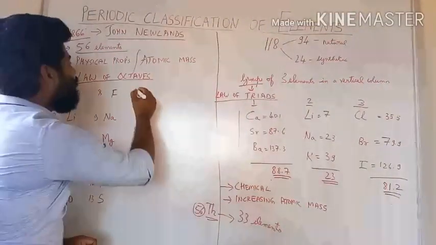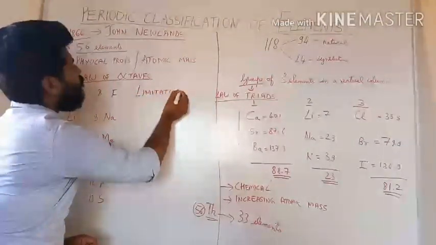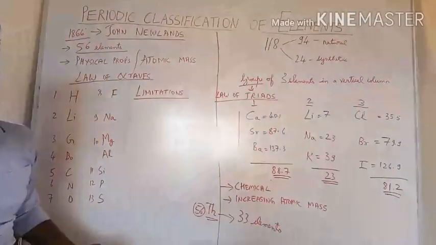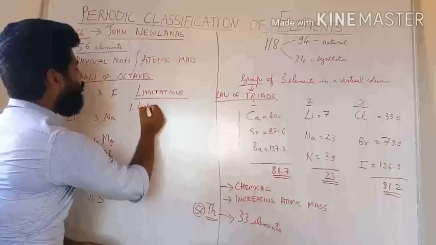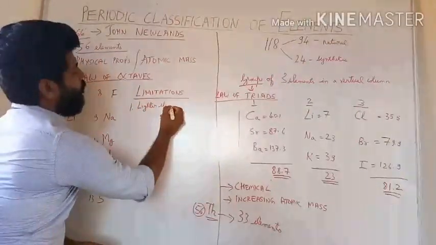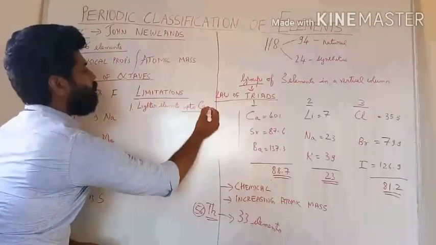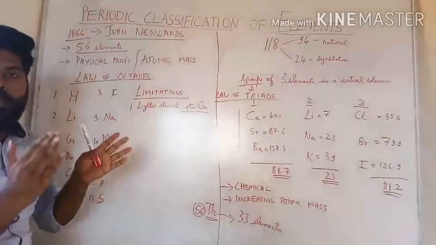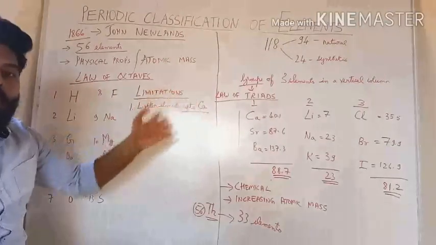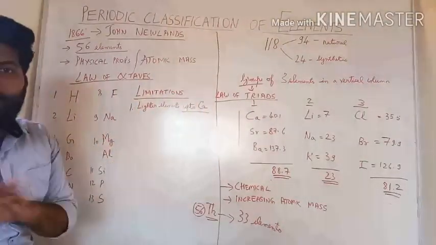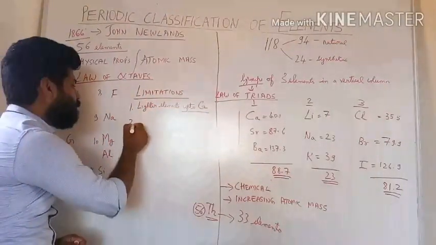Now, there are certain limitations, drawbacks with this particular law of octaves. Drawback number 1. This law was applicable only to the lighter elements, only up to calcium. This similarity between one element and the 8th element and so on was applicable only till calcium. After calcium, the similarity was not observed, which means it was applicable only to the lighter elements.